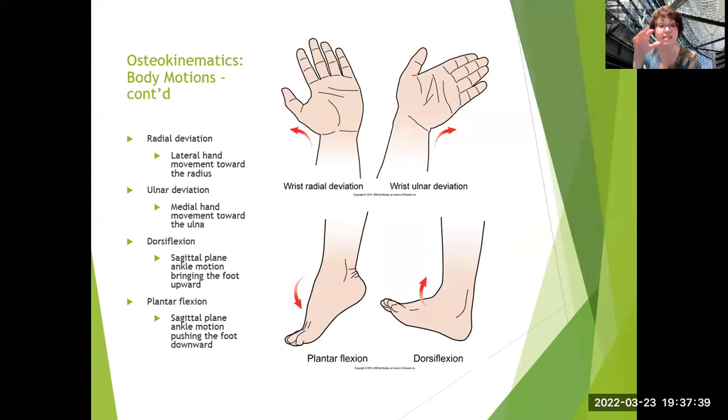Plantar flexion is sagittal plane ankle motion, pushing the foot downward. The bottom of the foot is called the plantar surface of the foot, so plantar flexion goes towards the plantar surface of the foot. In layman's terms, a lot of times people think of dorsiflexion as flexing their foot and plantar flexion as pointing their foot, but we are going to refer to them by the proper anatomical terms of dorsiflexion and plantar flexion.